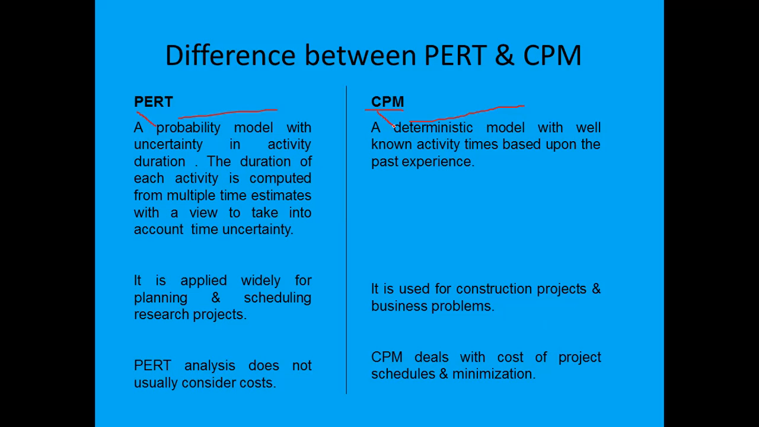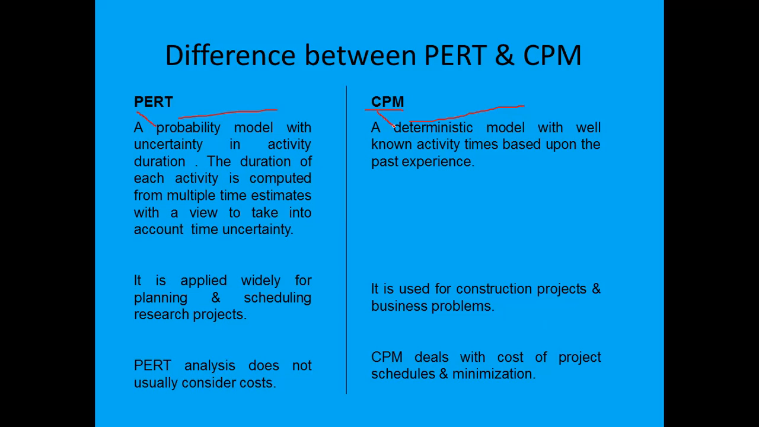Next, PERT analysis does not usually consider cost. PERT analysis చేస్తున్నప్పుడు we cannot consider the cost. But CPM deals with the cost of the project schedules and minimization. So CPM exclusively deals with the cost. C for C. So CPM deals with the cost.